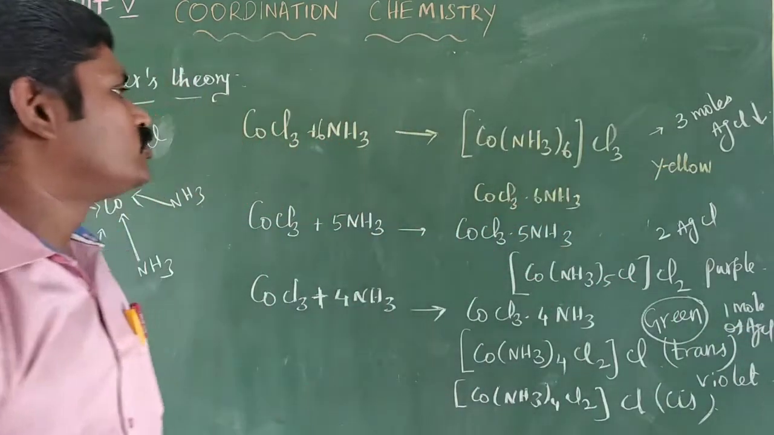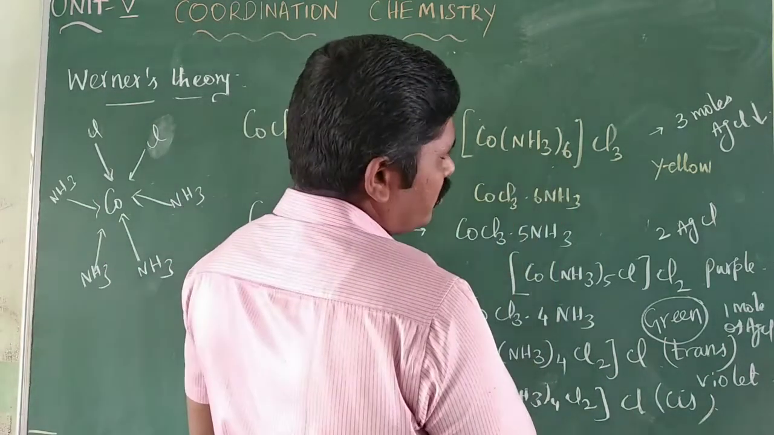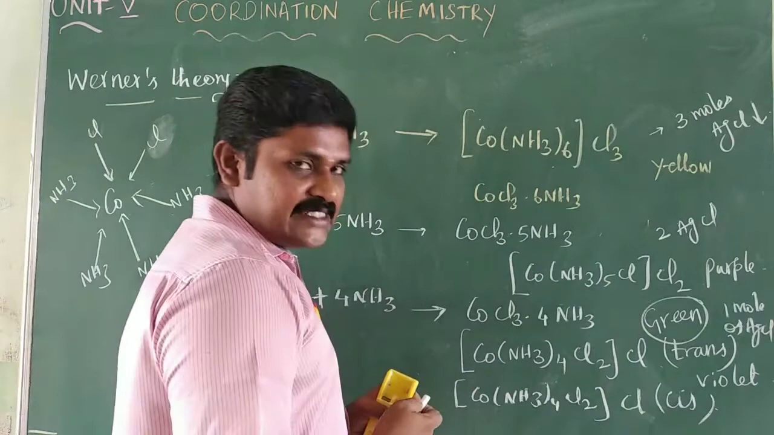Are you right? So when AgNO3 solution reacts with the complex, 3 moles of AgCl are formed.